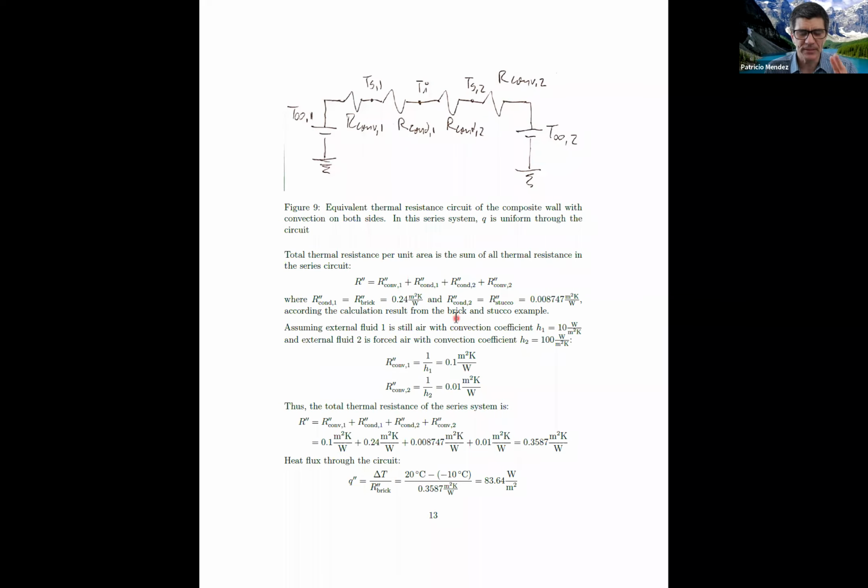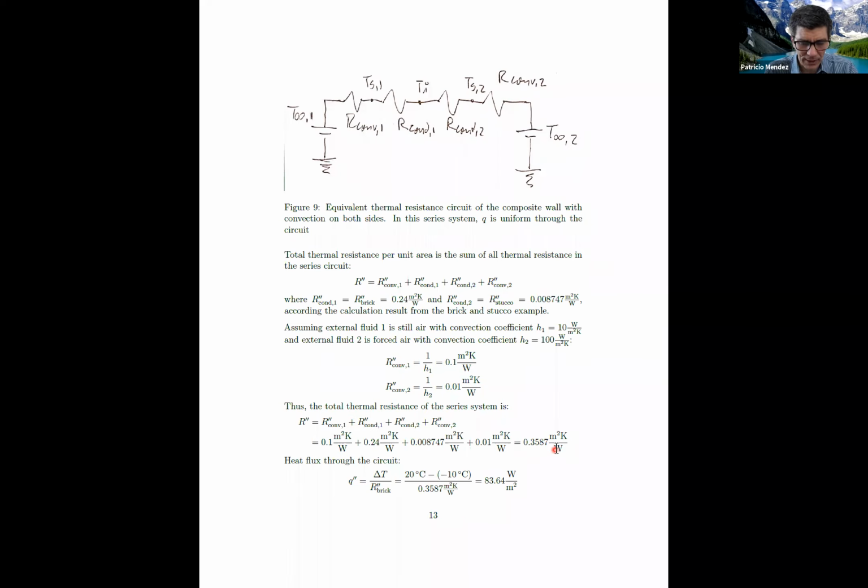2 of the resistors we knew. There are 2 new resistors, that is convection inside and convection outside. If we said inside we had natural convection at 10 watts per meter square Kelvin, 1 over h is 0.1. For outside, we said forced convection, 100 watts per meter square Kelvin, 0.01. All right, I'm going to add them all up, and it's what I have in this line.